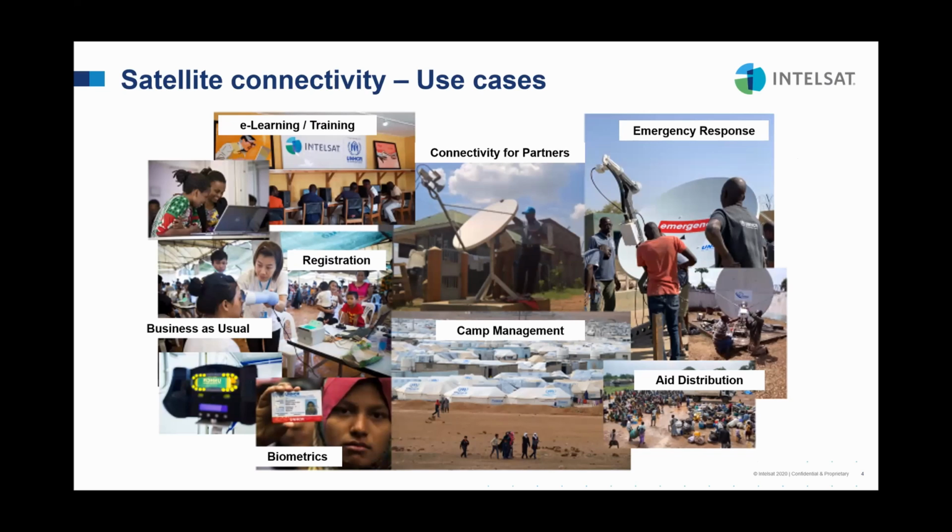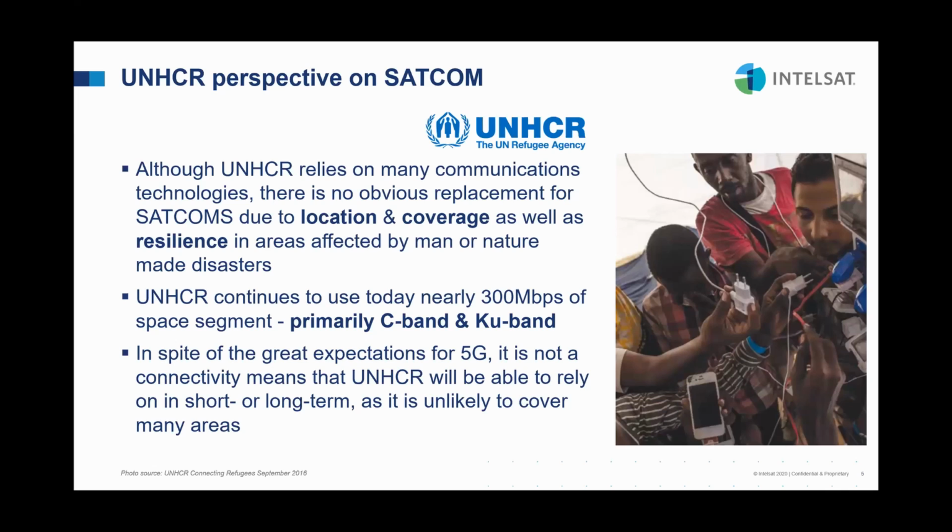To give you a perspective on the views of the United Nations High Commissioner for Refugees on satellites, this is taken from a presentation given during WRC 19 by a UNHCR representative. They say that although they rely on many communications, nothing really matches satellites in terms of location, coverage and resilience, because it's not affected by disasters, man-made or natural. The UNHCR relies on nearly 300 megabits of space segment, primarily in C-band and Ku band. And in spite of the high expectations of 5G, they cannot rely on that technology, at least in the short and medium term, because it's unlikely to cover the areas where they want to be.